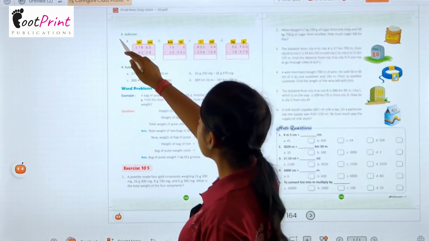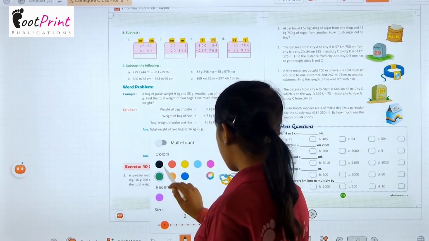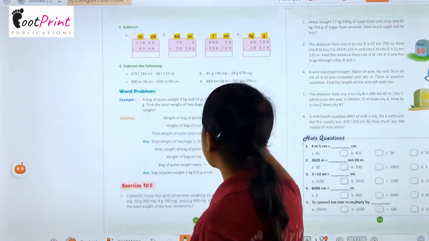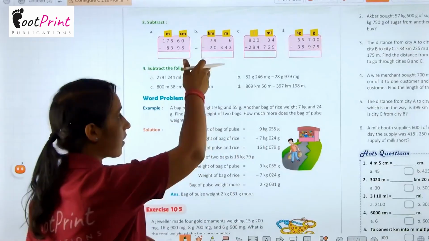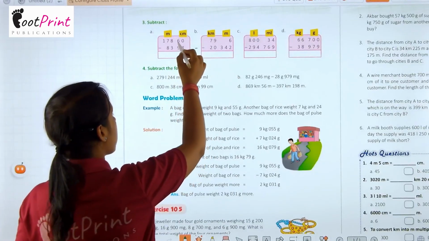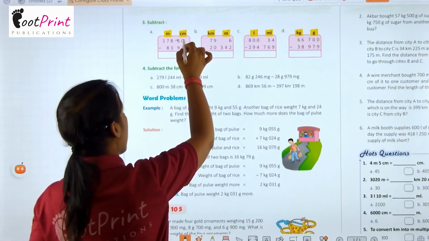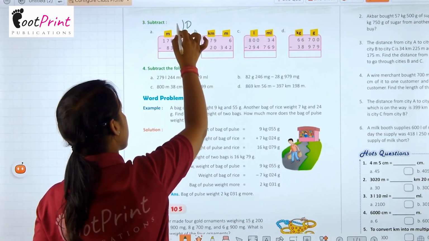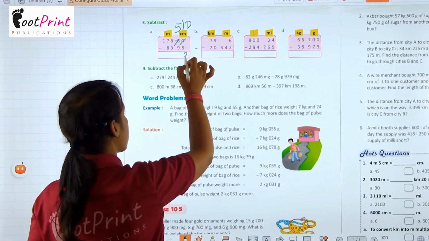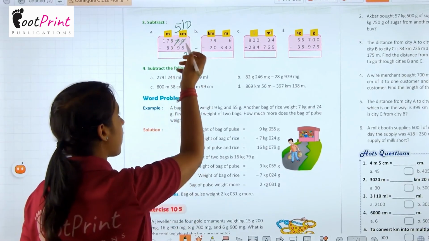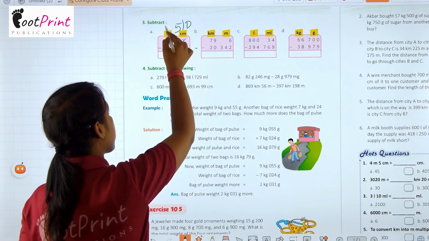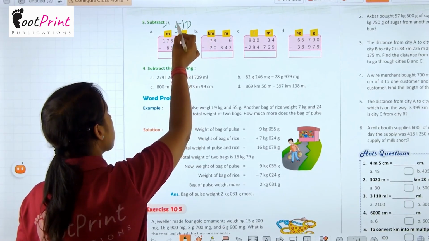So here we have question number 3, subtract. So how do we subtract? Let's see here. We know that 0 is less than 8, so we will regroup it. After regrouping we get 10 here. Here we have 5. So 10 minus 8 is 2. 5 is less than 9, so we will regroup it. So it will become 15.